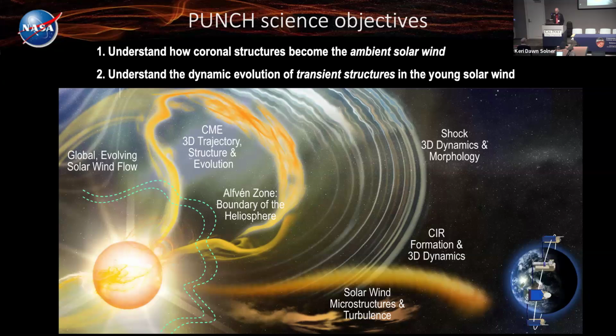These are our science objectives. I'm not going to run through all of the names of all of them because you mostly are familiar with them. We have 6 topics, which are organized as 2 major science objectives. And those can be summarized as understanding the ambient wind and understanding the transient structures in that wind, which give rise to space weather.